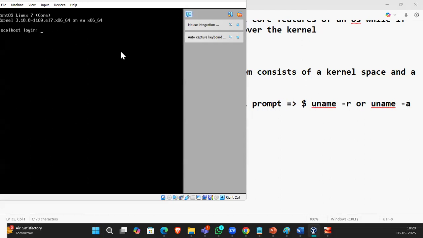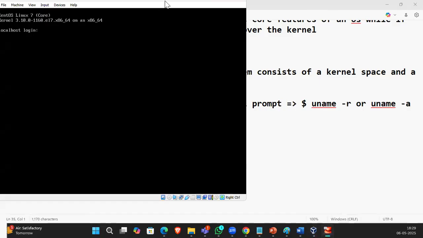Okay, so what is this? This is a shell. Root is the username, password is ready. Okay, so echo dollar shell. What is this, guys? This is a shell prompt.